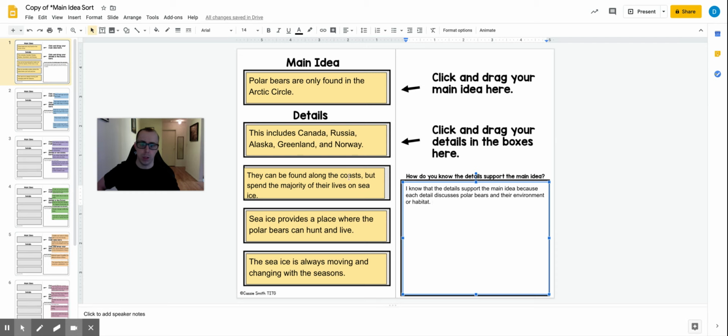Okay, so we talk about where they're found. We talk about the fact that they live on sea ice. Sea ice provides a place where the polar bears can hunt. Okay, more about polar bears. It's about polar bears. It's about where they can be found in the Arctic Circle, polar bears, and a wrap up sort of about the sea ice and the fact that the sea ice is changing is actually endangering the polar bears.